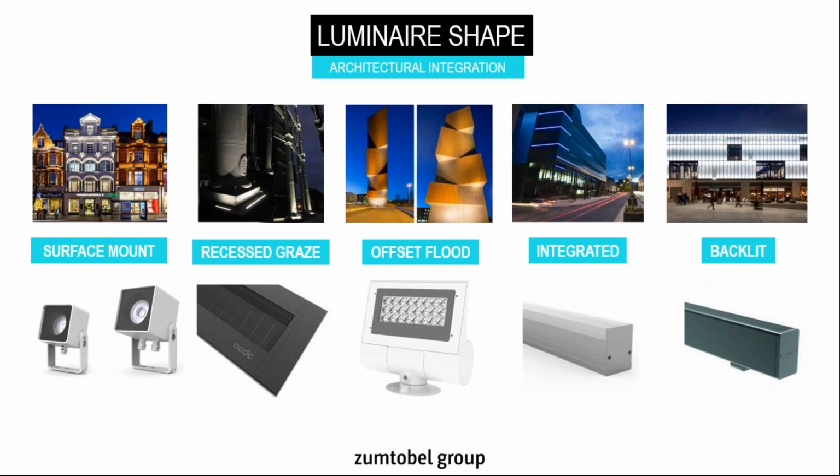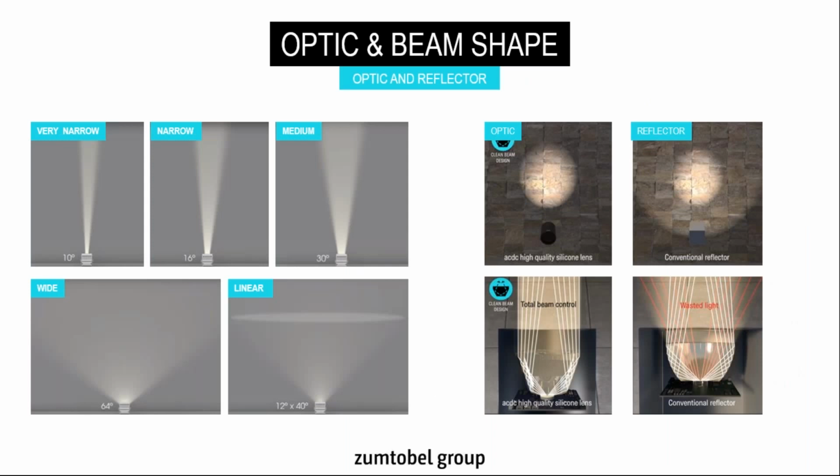Is it integrated, so linear lines of light or point sources, or is it backlit? Generally, we try and use a linear luminaire just to provide consistency in terms of the lit effect. So your luminaire shape starts to work with your position and with the architecture. So let's now start to look at optic and beam shape.